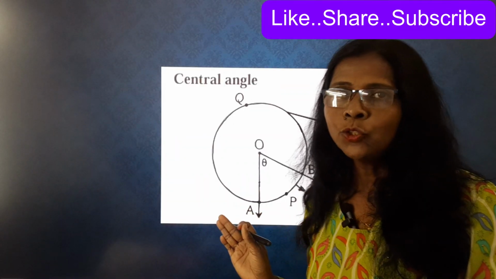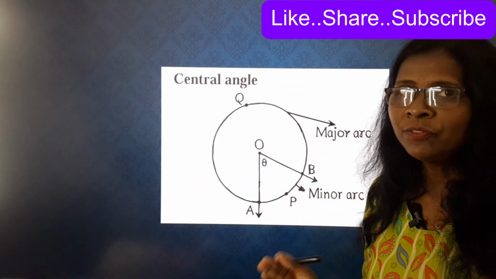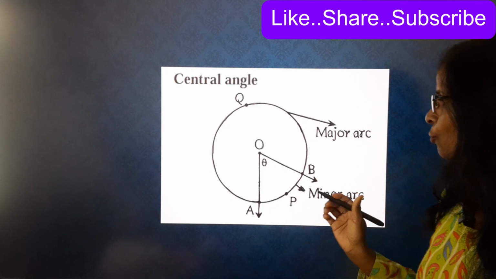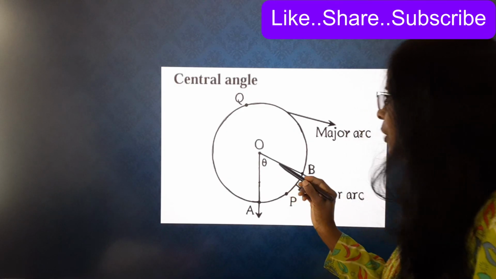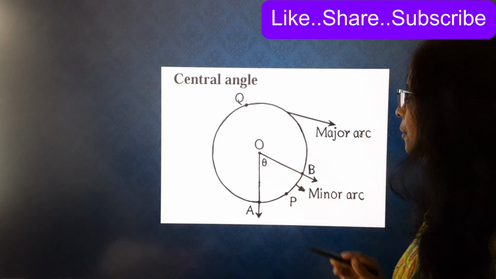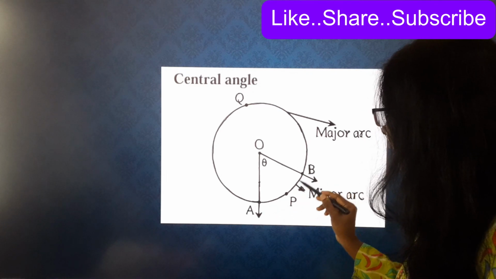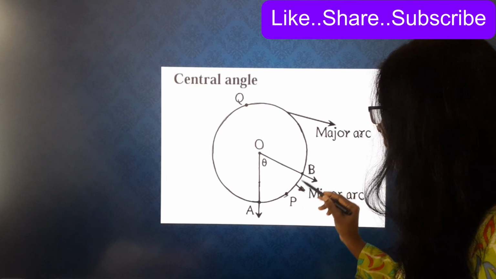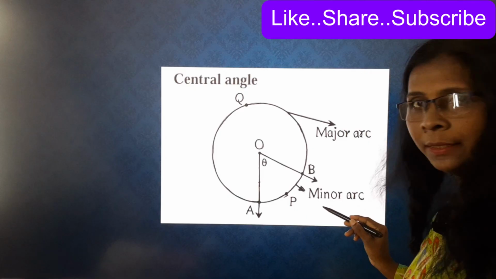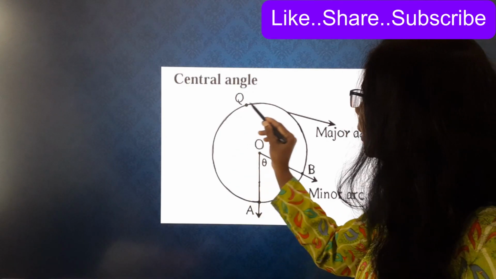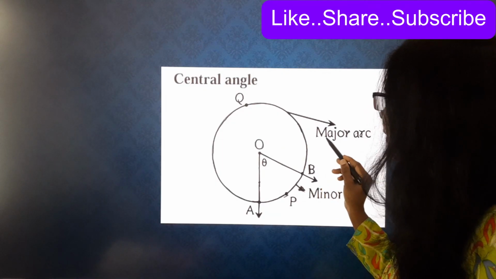In this figure, students, you can make out which one is the minor arc and which one is the major arc. Here is the center of the circle O, and this arc APB is the minor arc, and arc AQB is the major arc.